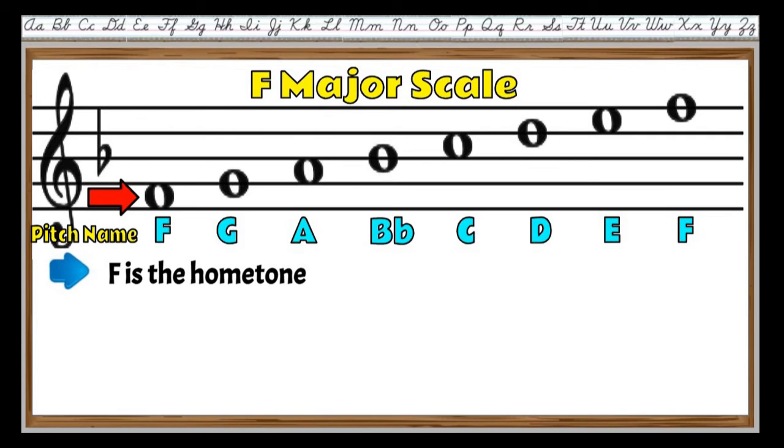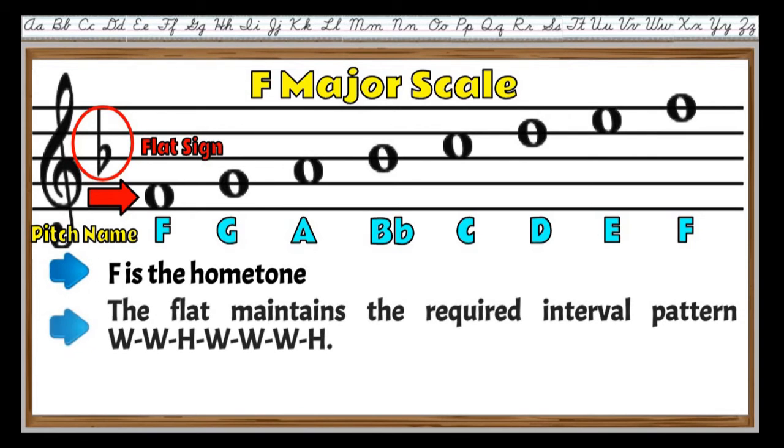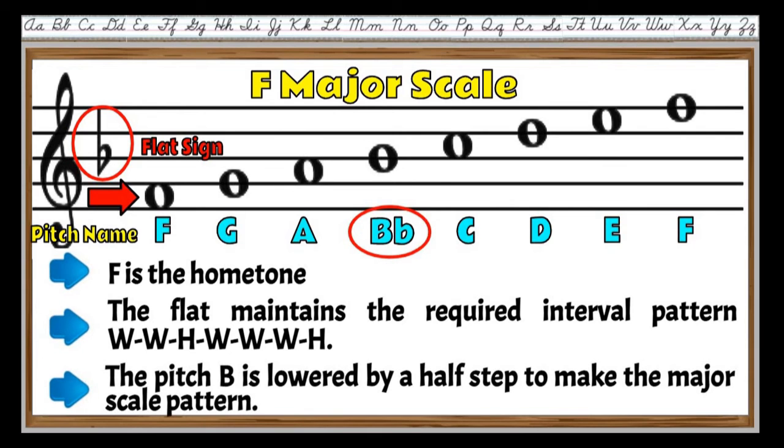What else can you observe? Is there an accidental? Yes, there is. And it is a flat. Where is the flat located on the staff? Very good. It is on the 3rd line of the staff. F major scale uses the flat sign to create the interval pattern of a major scale. The pitch B is lowered by a half step to make the major scale pattern.